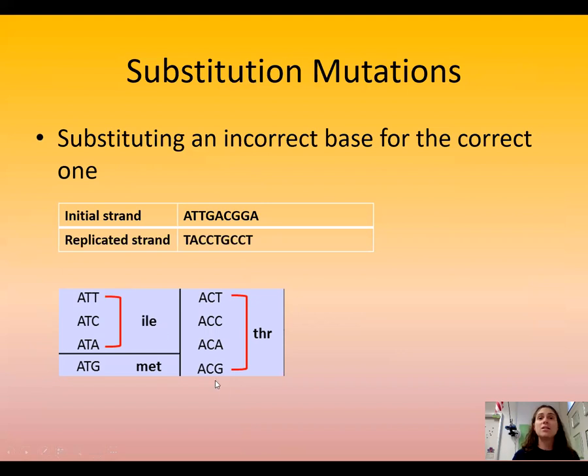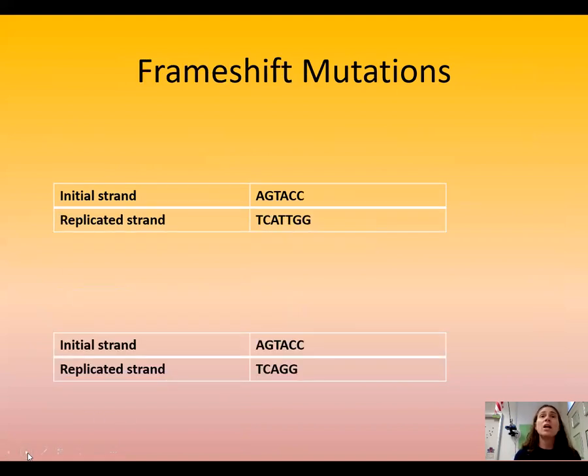And that's because of this redundancy, that you could end up with a different codon and the same amino acid, so it's just the same protein. However, you can also get frameshift mutations.